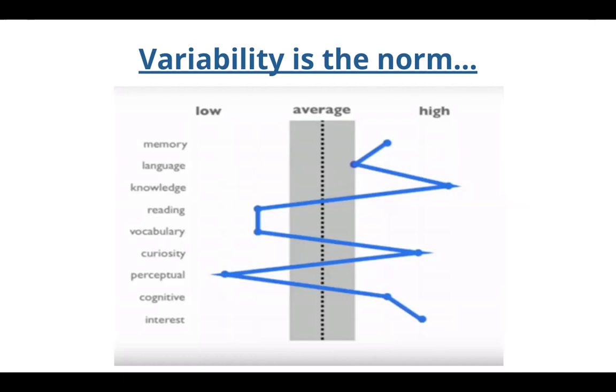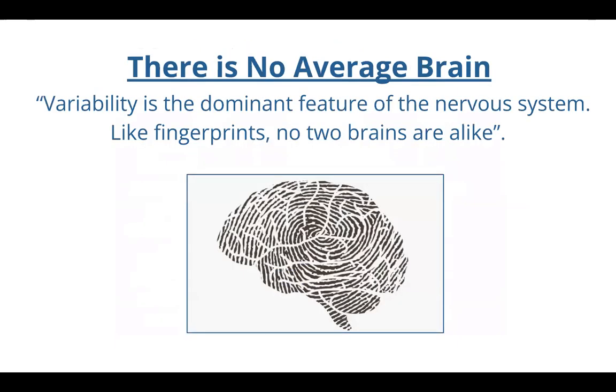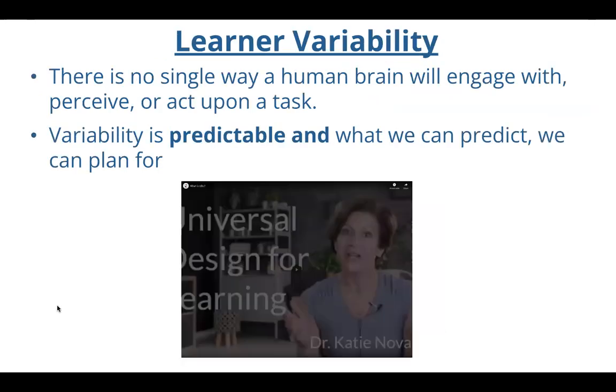So by understanding learner variability as the norm and every student coming to the classroom with a jagged learning profile, when we create that flexibility, we're allowing for all jagged learning profiles to be included in our instruction. And there is no average brain, like we just talked about. Variability is the dominant feature of the nervous system, and like fingerprints, no two brains are alike. So when we deliver instruction as a one-size-fits-all, in too many cases, it's the way the teacher learns best. We're actually creating segregated, exclusive environments that impact students years beyond their preschool experience.